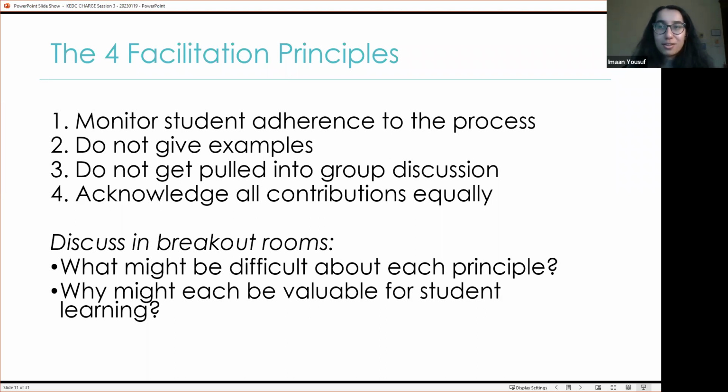So in a moment, you all are going to move into breakout rooms to really talk about these and break them down for you. What do you think might be difficult about following each of these, as well as why do you think each might be really important to follow for student learning? And for those of you who've gotten a chance to facilitate before today, this is a great opportunity to bring in that experience you've had and talk about for yourself what was difficult or what was surprising to you. So just some more reflection time too.